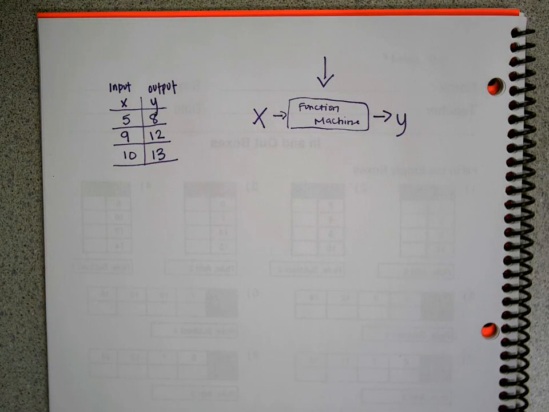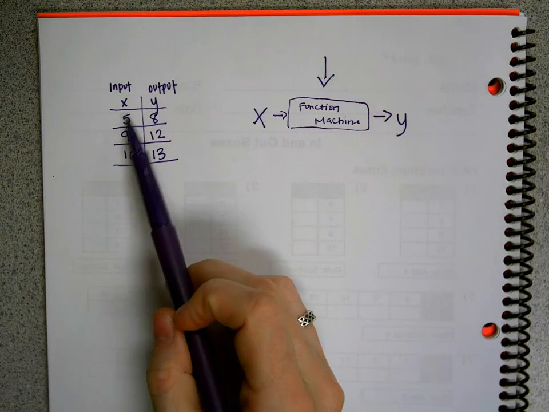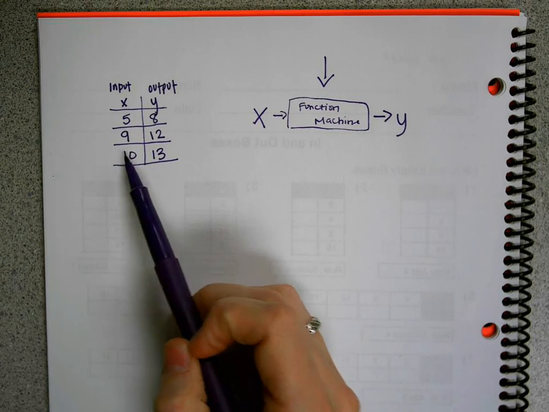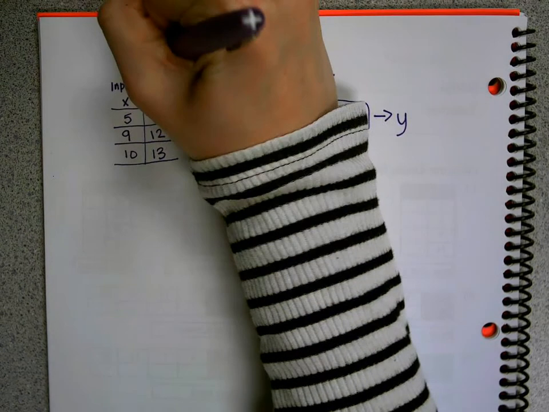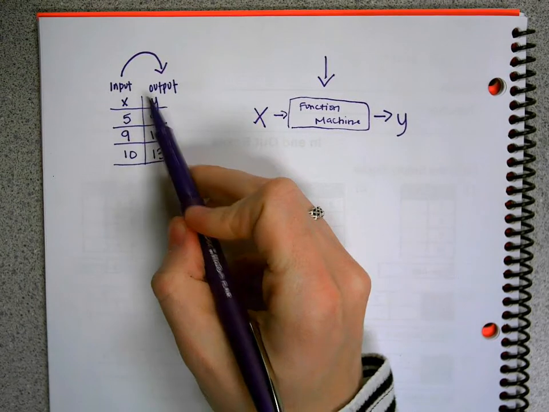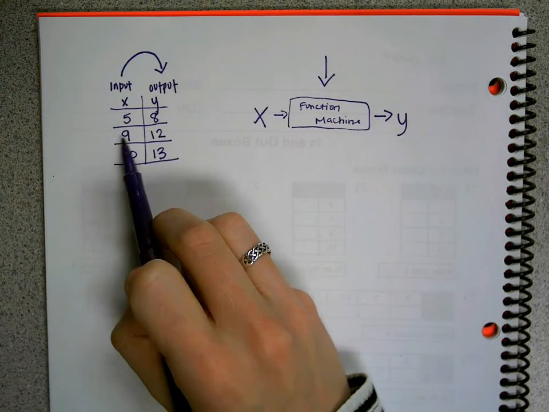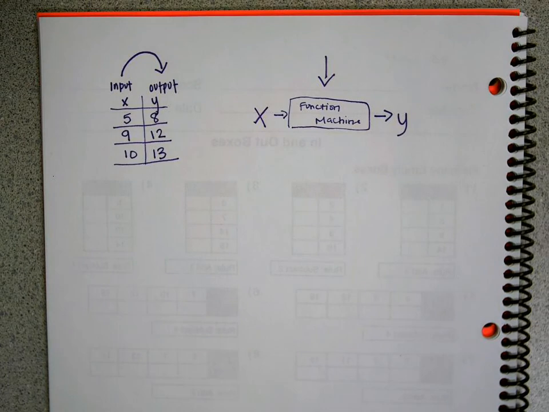It can be really easy to get confused and try to find the difference between the x's. So like, oh, 5 to 9, that's +4, and 9 to 10, that's +1. But we do not want to find the difference between all the x's or all the y's. We always want to find the difference between x going to y. Okay, so we want to figure out how to go from 5 to 8, 9 to 12, and 10 to 13. Now this one's a pretty easy one.